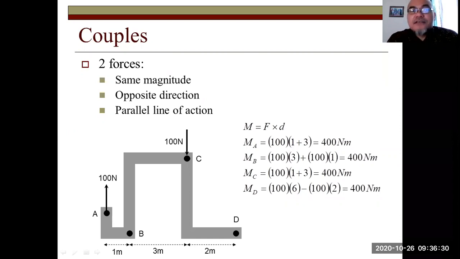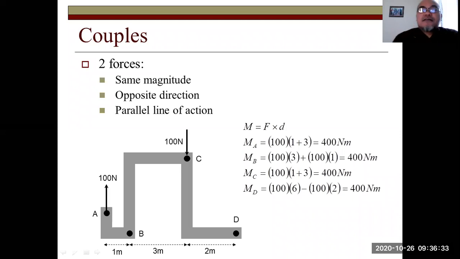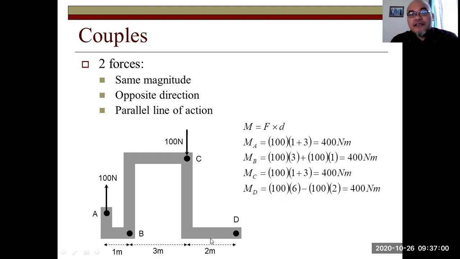A couple occurs when there are two forces having the same magnitude but opposite in direction, and they have parallel lines of action. As shown in this example, we have a force working at point A and a force working at point C. Both forces are 100 Newton in magnitude, and while at A it is pointing upward, at point C it is pointing downward, and their lines of action are parallel, and this forms a couple.